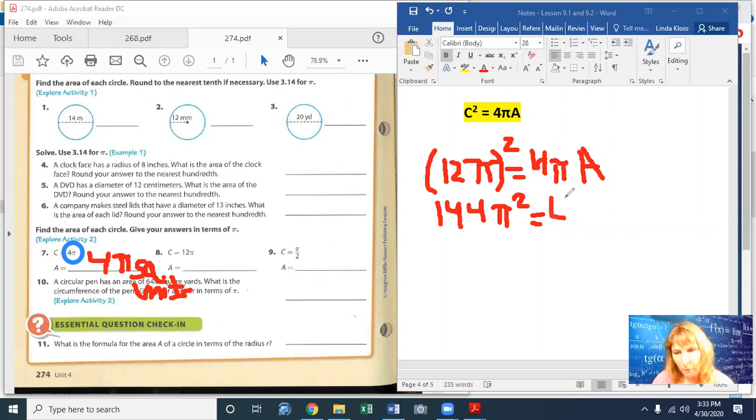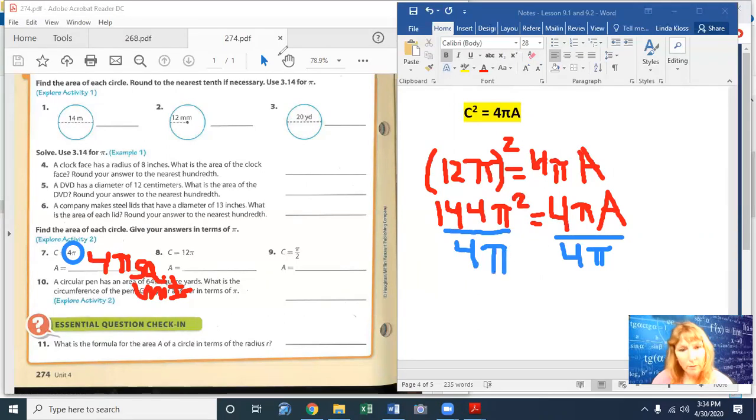So now we have 144 pi squared equals 4 pi A. Now we're going to divide both sides by 4 pi. 4 pi right here, and we're going to do the whole thing on this side too, 4 pi. Now what happens? You have to think about that. On the right side, the 4's cross off and the pi's cross off. We'll be left with A, which is what we want.